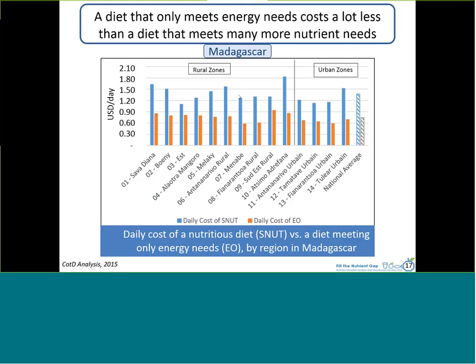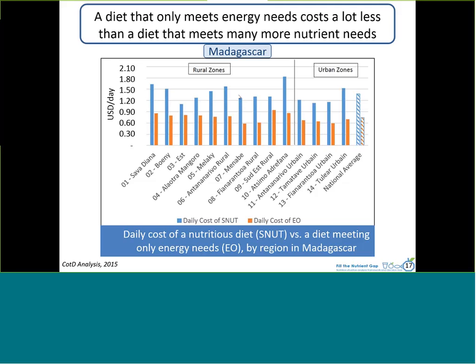So this is an example from Madagascar, and here you can see from the cost of diet analysis, the daily cost of a diet that only meets energy needs, and that's in orange, and the daily cost of a nutritious diet that meets all of the household's nutrient needs, and that's the blue bars. And this diet meets all of the needs for energy, protein, fat, 9 vitamins, and 4 minerals for each of the household members. As you can see across the country, the cost of a nutritious diet is almost double that to meet only the energy needs.